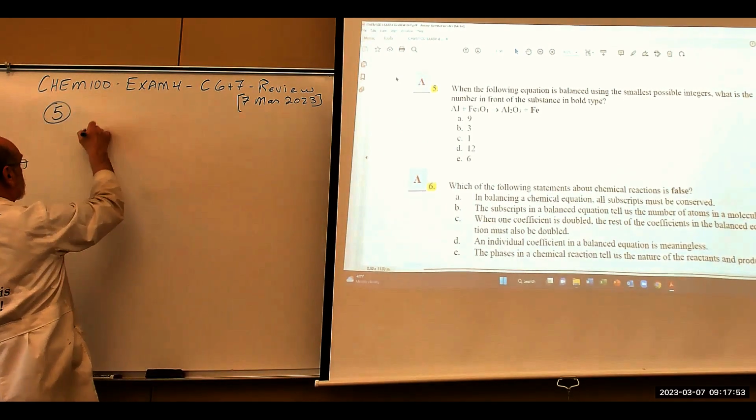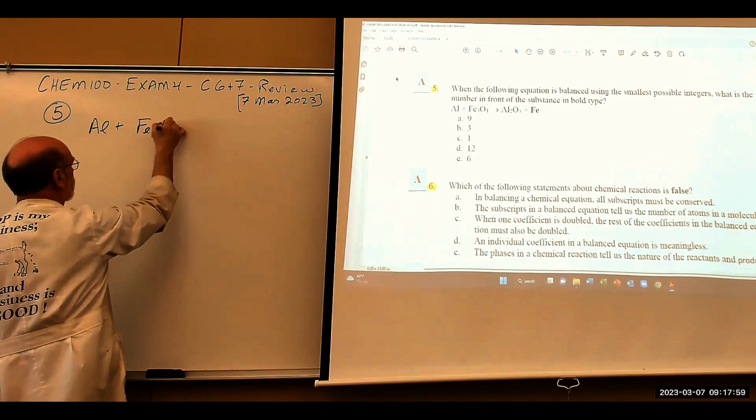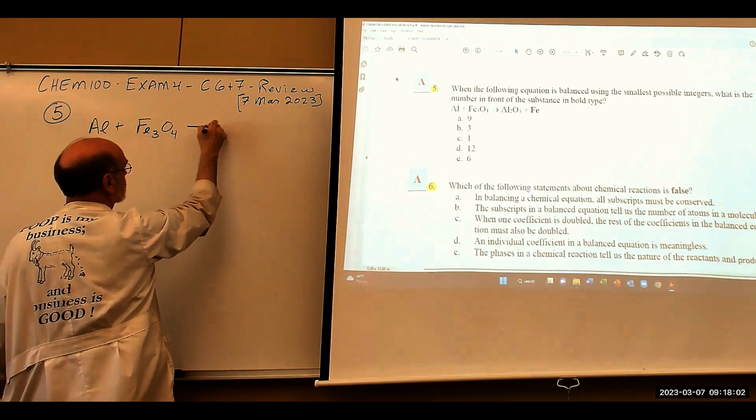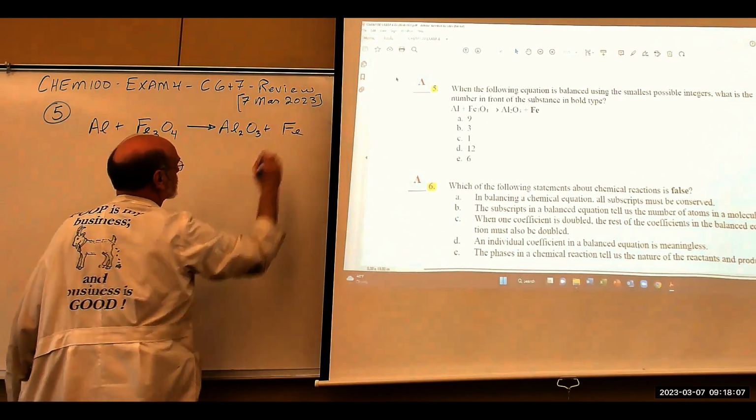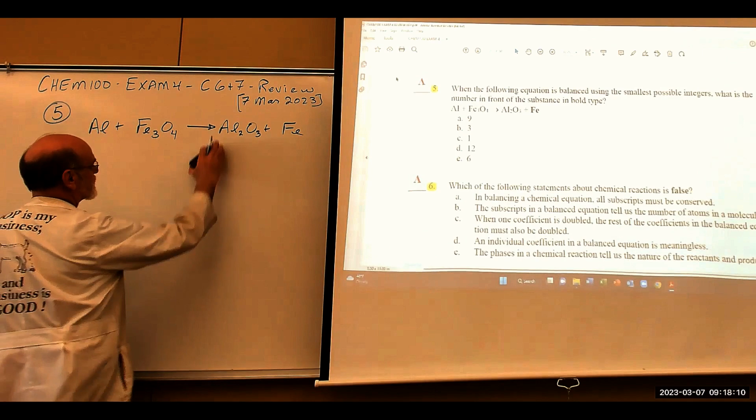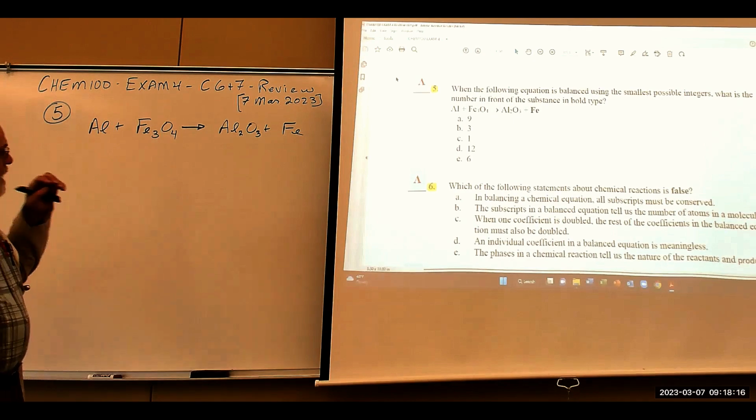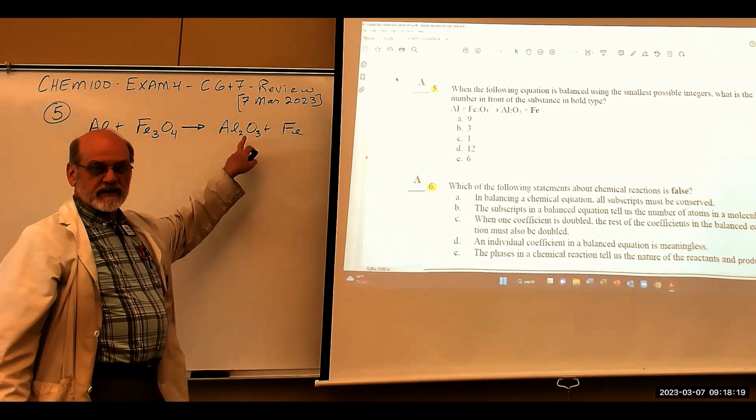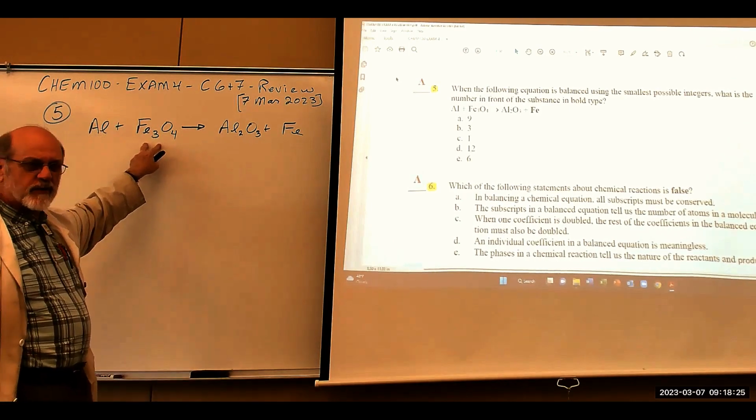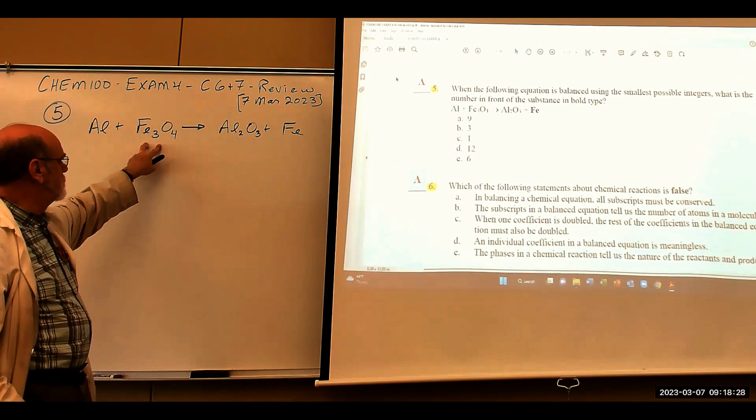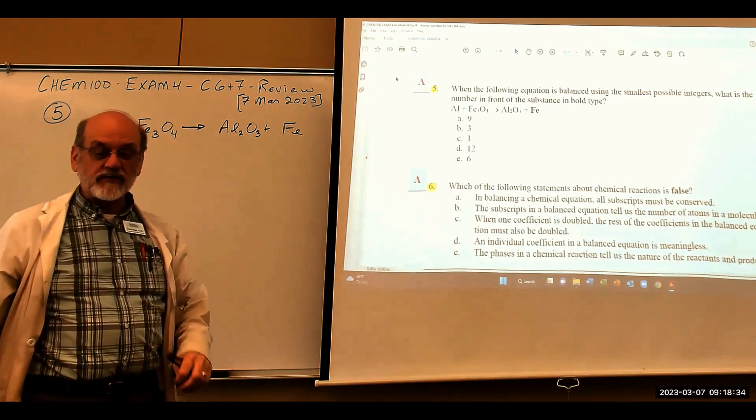So let's do this. Aluminum plus Fe3O4 yields Al2O3 plus Fe. Okay. Let's see, I didn't leave enough room here. There we go. Aluminum's +3, oxygen's a -2. That's right, that's right, that's right. This one is the squirrely one. Fe3O4, you can't balance the charges for that one. You have to accept that one.